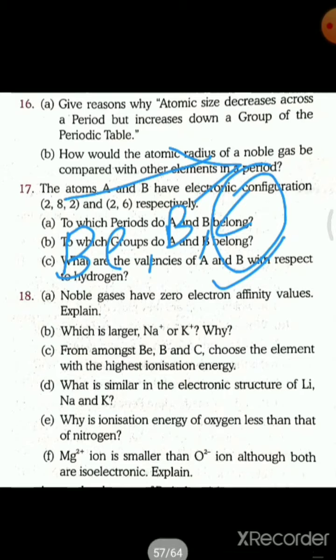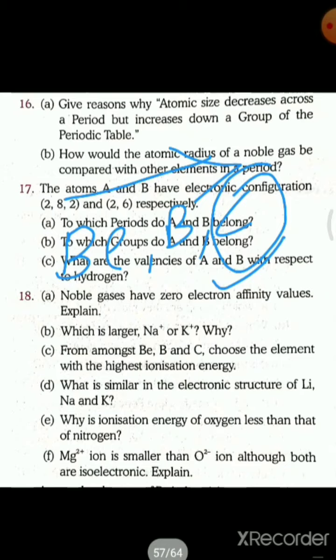Okay. Then next question. What is similar in the electronic structure of lithium, sodium and potassium? If you see their electronic configuration or electronic structure, they all have valence electron 1. And we can say they all have the valency also 1. Okay, so this is the similarity.